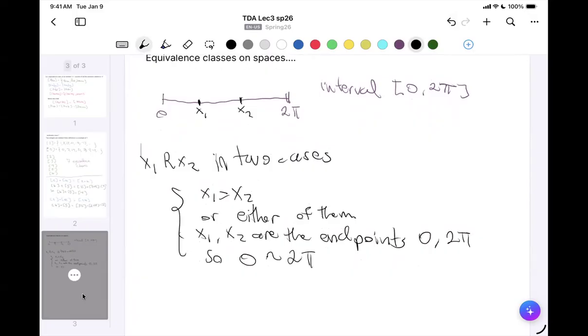It's a funny equivalence relation because if you're neither 0 nor 2 pi, you're only related with yourself. But if you're either 0 or 2 pi, you are related with one another. So the endpoints are related, and everyone else is on their own. In a pictorial way, imagine you were an ant walking on the interval. Maybe you start at 0, and you are walking, boom, boom, boom, boom.